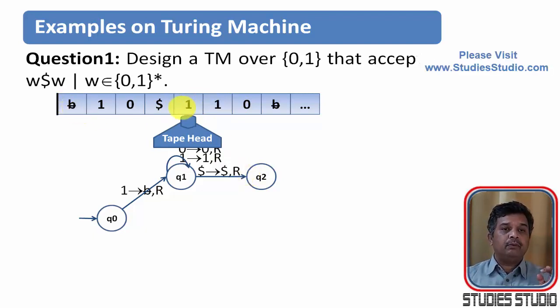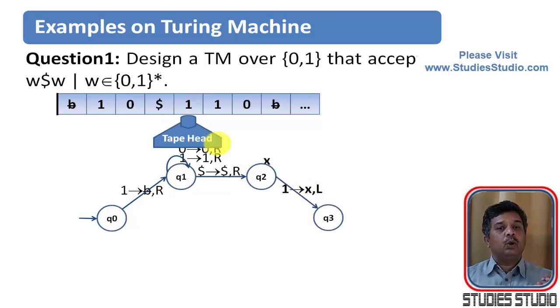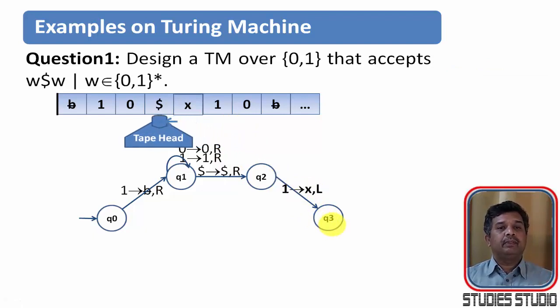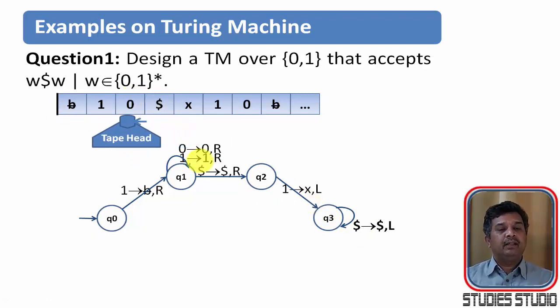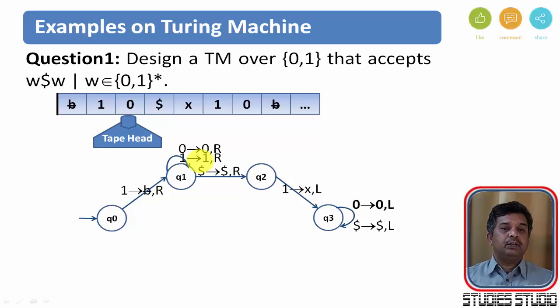Now the first symbol was 1. Here also I got 1. So I'll write X onto the tape and I'll start moving left. And I'll come to state Q3. Now I'll start moving left till the first blank appears. The symbol that I got now is dollar. If I get dollar, I write dollar onto the tape and move left. The next symbol that I am getting is a 0. I'll write 0 onto the tape and then also I'll move left.